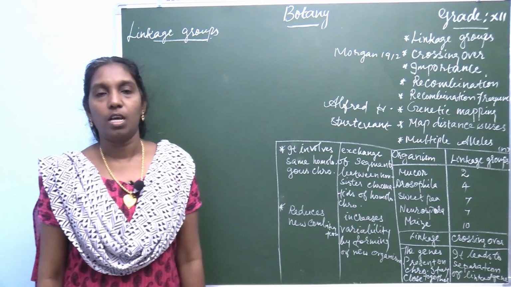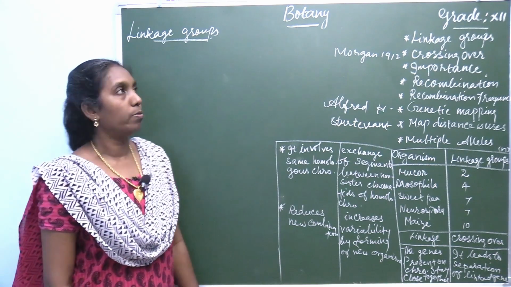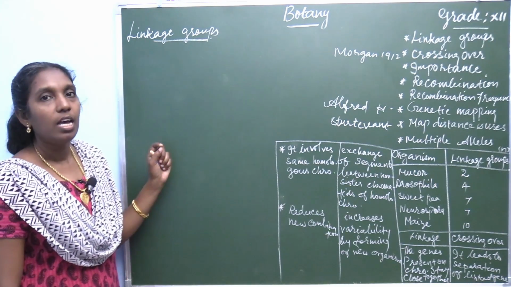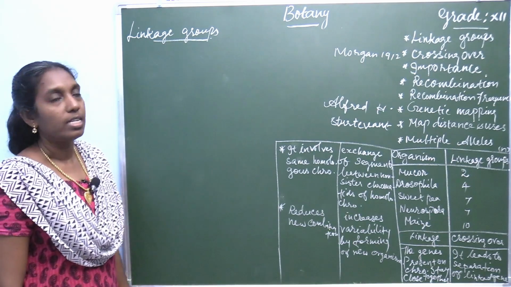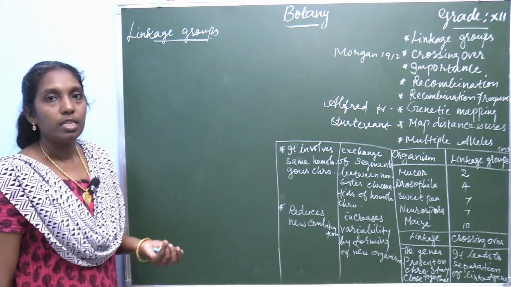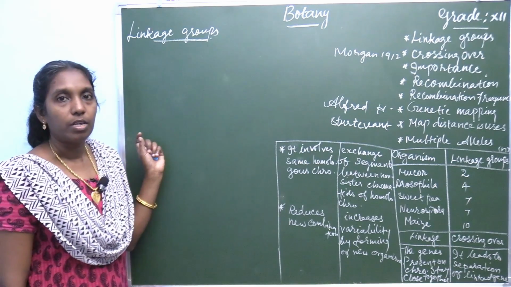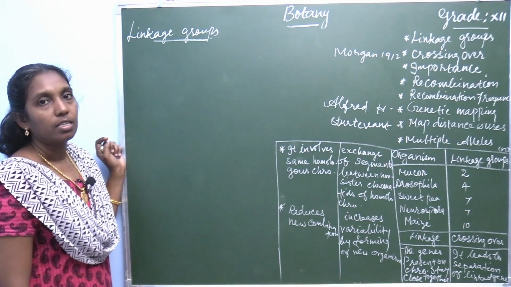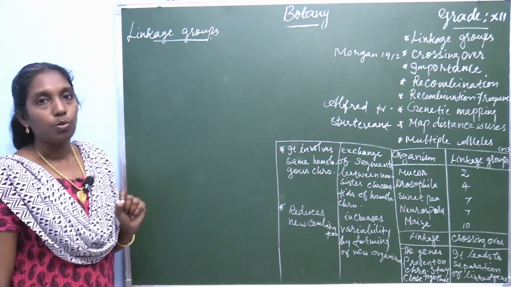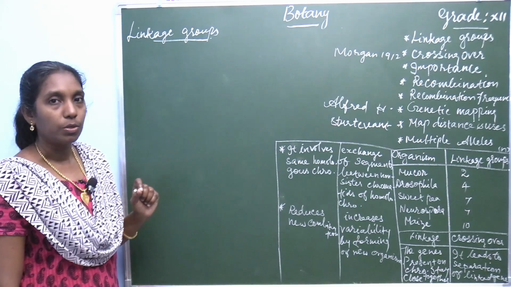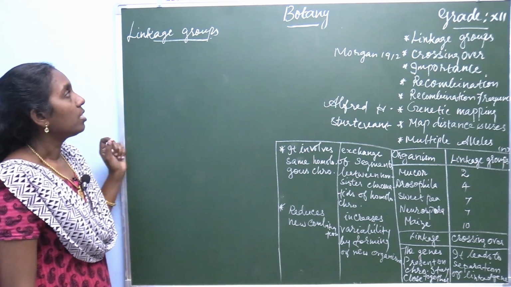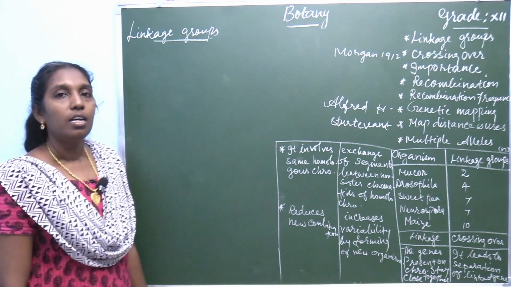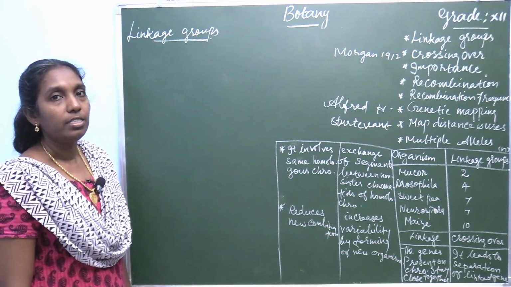What is meant by linkage groups? Groups of linearly arranged linked genes are called linkage groups. You will know these terms from when you learned about linkage: what are linked genes, and so on. Today's topic is linkage groups. The definition is: linearly arranged linked genes are called linkage groups.